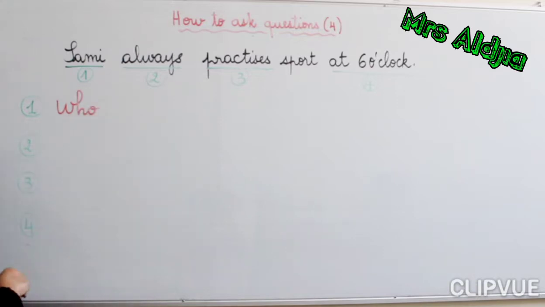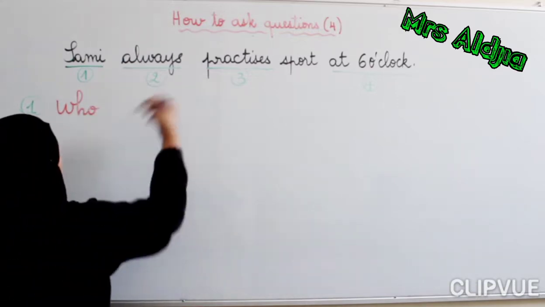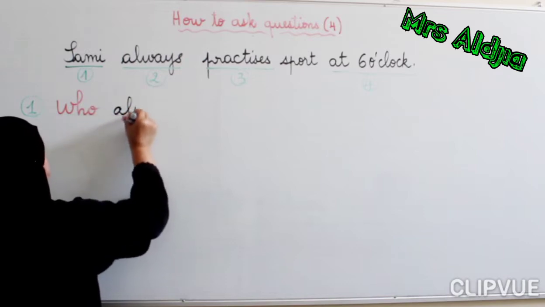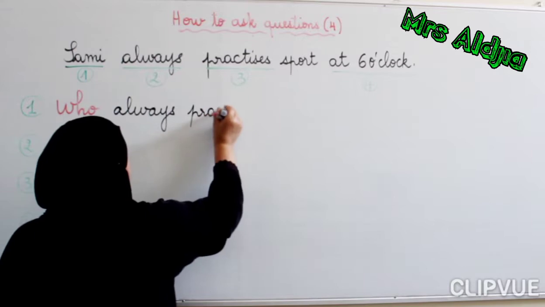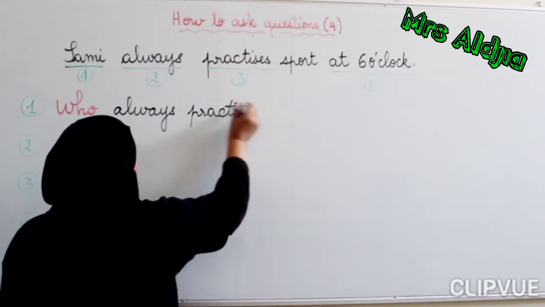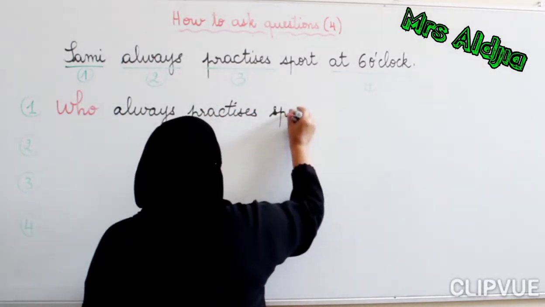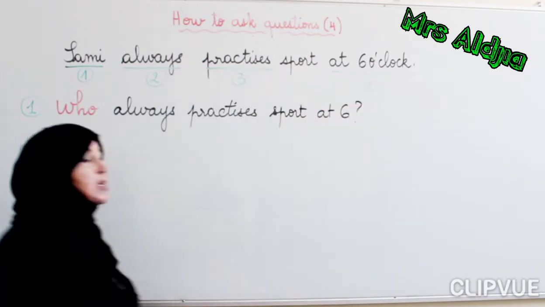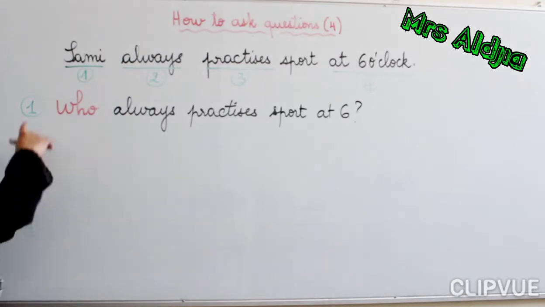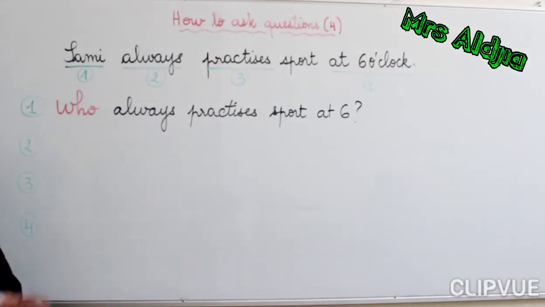Now, who? Who always practices sports at 6? We can say 6 o'clock. Okay, this is very easy, and we got used to it.